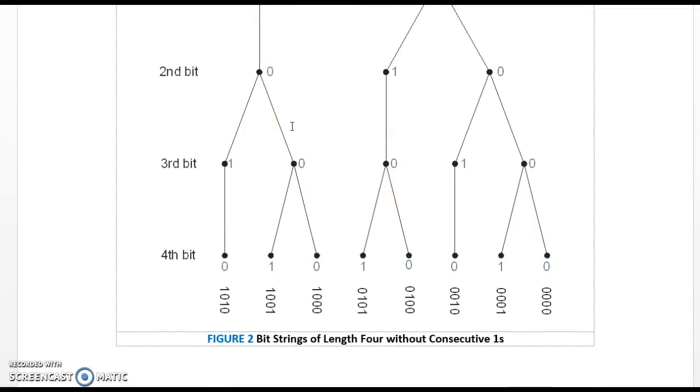On our left-hand side, since the second bit was a 0, we can choose the third bit as either a 1 or a 0. In our next branch, since our previous bit was the 1, then we must choose a 0. And in our final alternative, since our bit was a 0, we can choose either a 1 or a 0 for the third bit.